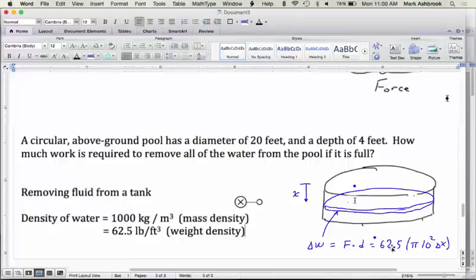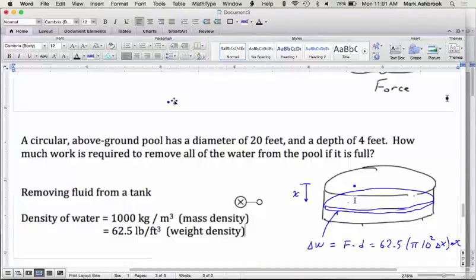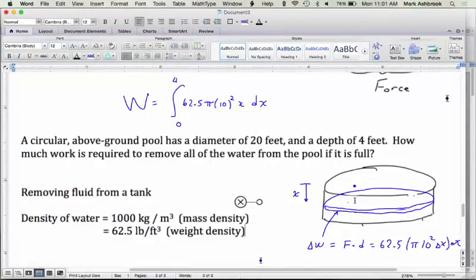That's the force. It's the weight density times the volume is our force, or our weight, times how far we have to move it. We got to get that up a distance of x, and we're going to do that from 0 to 4. It's going to be the first layer at the top, all the way to 4. So 62.5 times pi times 10 squared x dx. Total work. So really, it's all the setup.